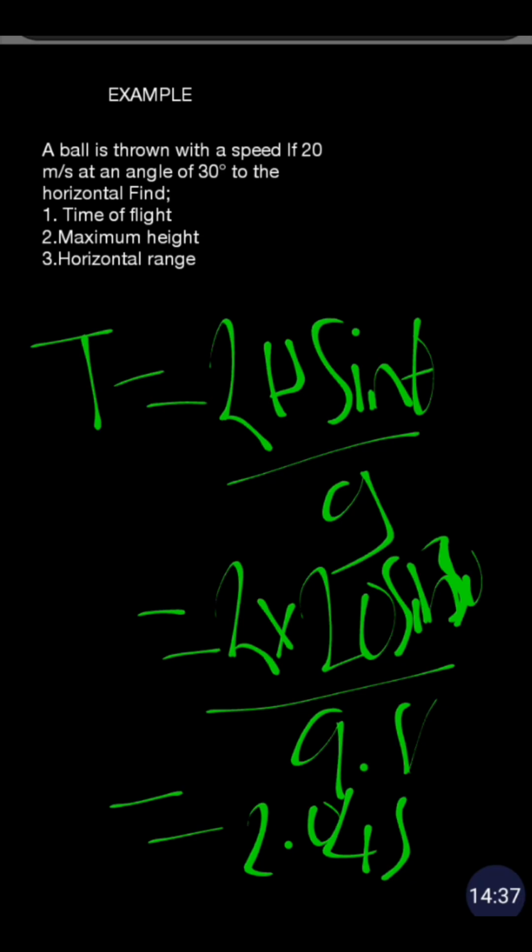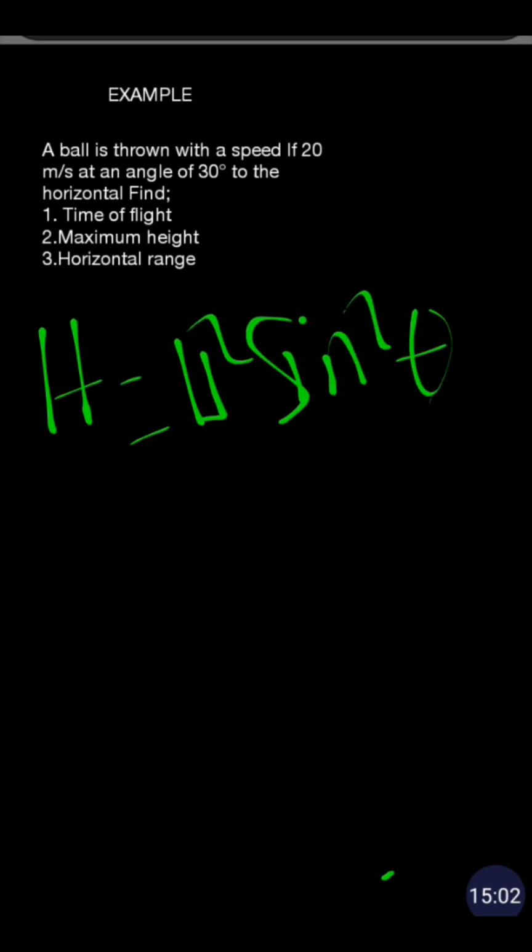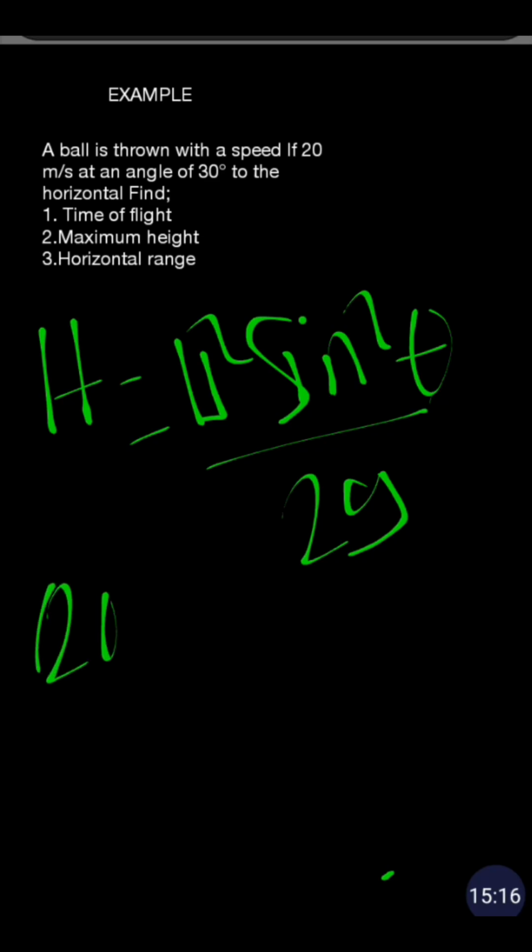Now what about the maximum height? Again, the formula of maximum height is u squared sine squared theta over 2g. To find the value of the maximum height, we know the initial speed is 20, so it's just 20 squared times sine squared theta.